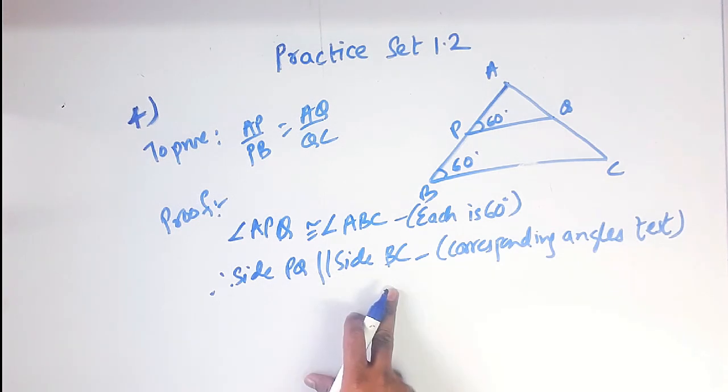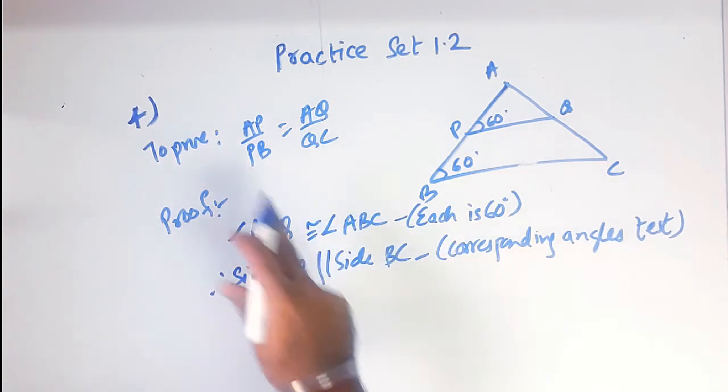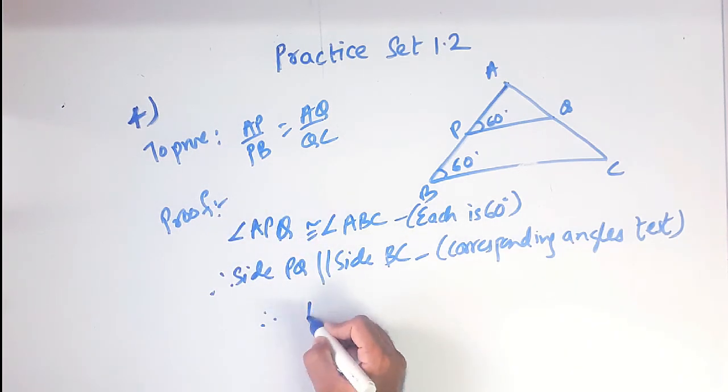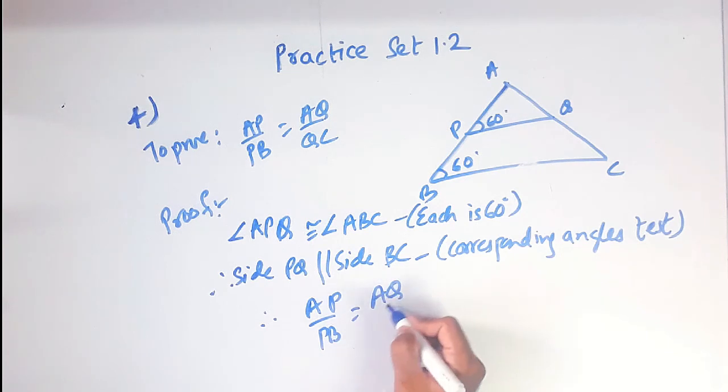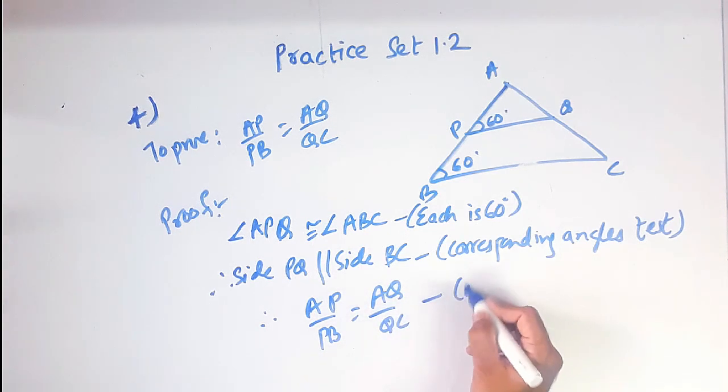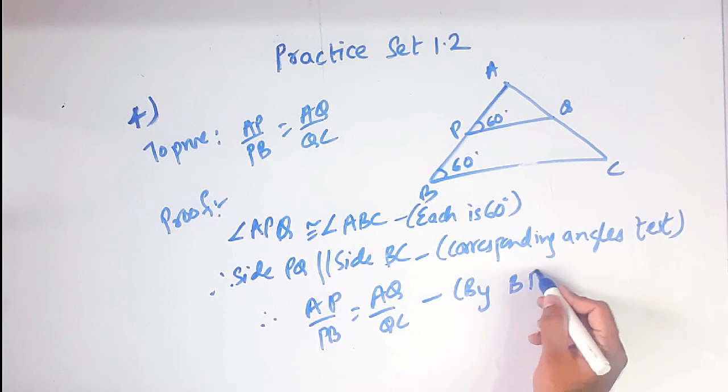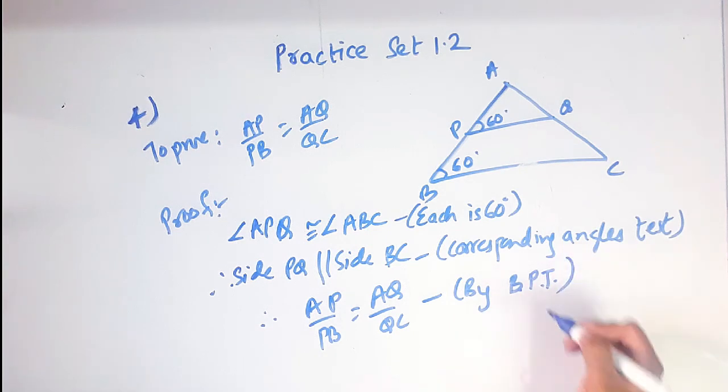Now because the lines are parallel, I can use BPT and simply write this. Therefore AP upon PB is equal to AQ upon QC. This is by basic proportionality theorem. You can write BPT. Then we'll come to the fifth one.